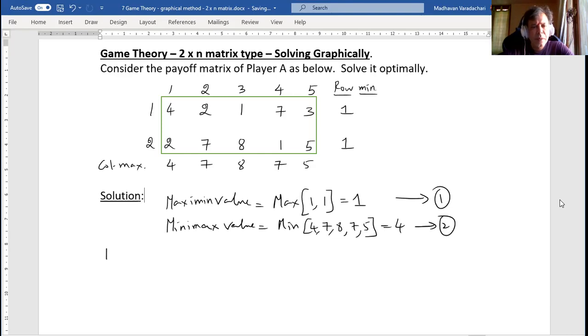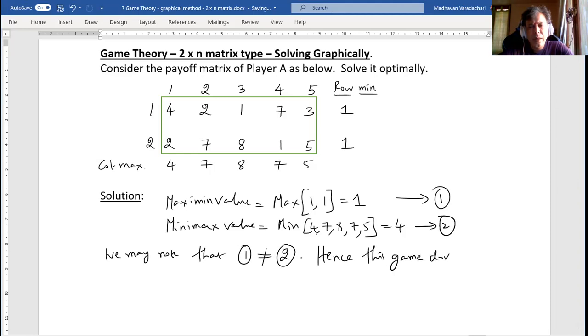We may note that the maximin value, which is 1, is not equal to the minimax value, which is 4. Hence, we conclude this game does not have a saddle point. The players are adopting mixed strategies.